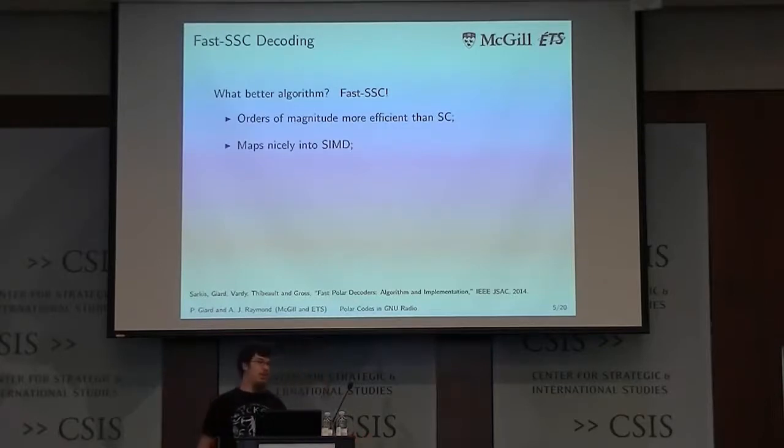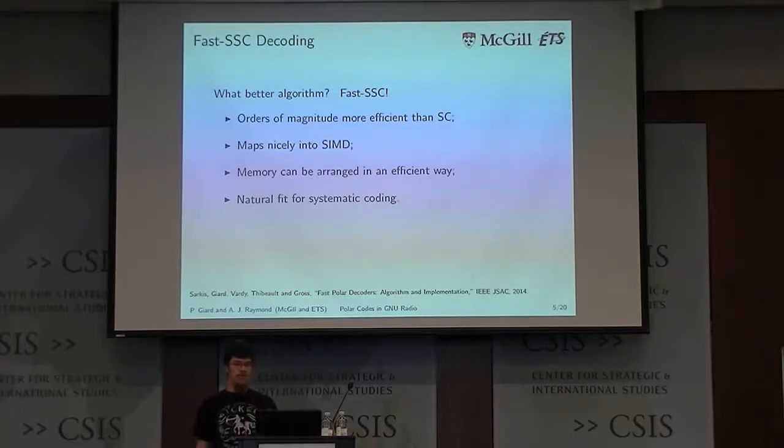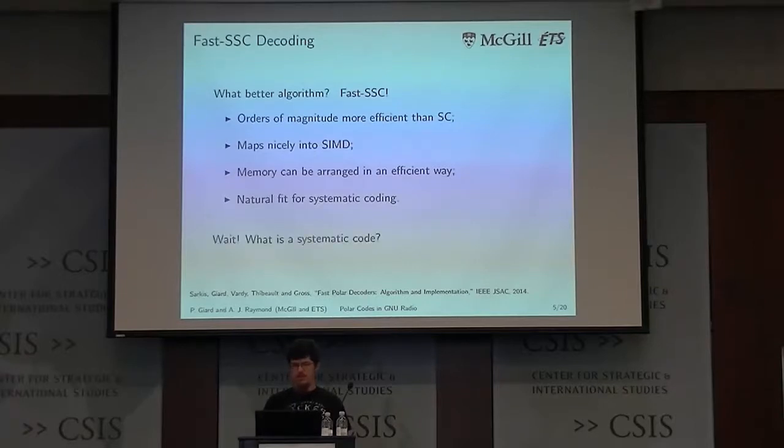And as we were developing the hardware implementations for this, we figured, oh wow, this could be very well implemented on a SIMD processor, and we could arrange an array in a very efficient way too for vector processing. And the Fast-SSC algorithm happens to be a natural fit for systematic coding as well. Some of you might know that in communication systems, we really like to deal with systematic coding because it allows us to do adaptive rate and things like that. And in the case of polar codes, systematic codes also have a better bit error rate than their non-systematic counterparts. Oh, wait a second, what's a systematic code?